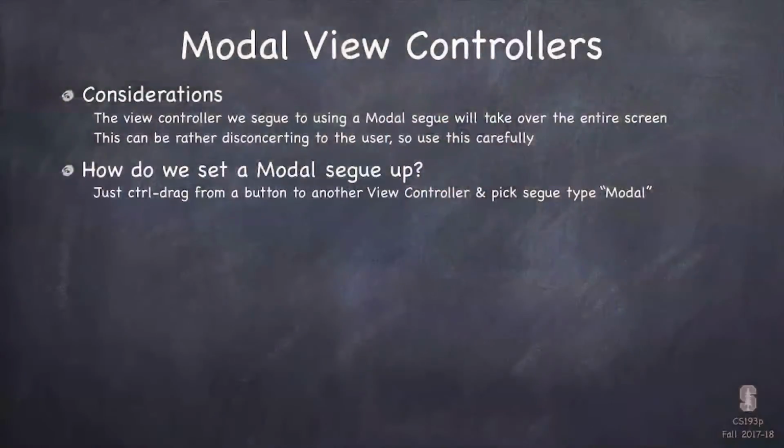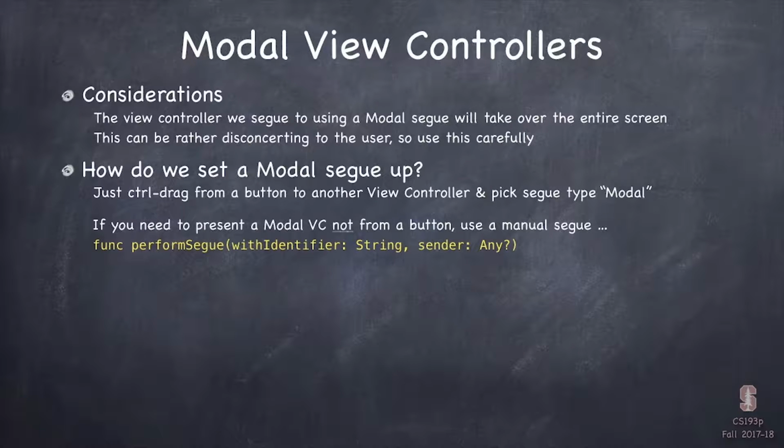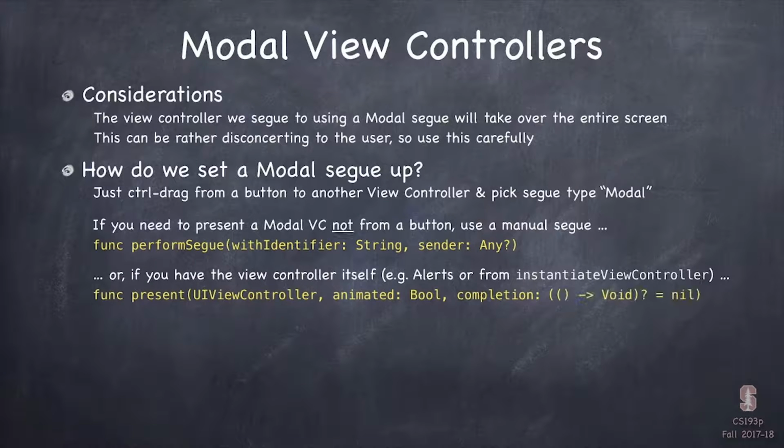Okay? So how do we set up a modal segue? Exactly the same as all our other segues. We just control drag. Of course, we can present it from code as well with perform segue with identifier. And we even learned in last lecture how to present a view controller not with a segue in a modal fashion, which is the present method in view controller. Okay, that's how we got our emoji art document on screen when it was chosen. And so you know all of that.